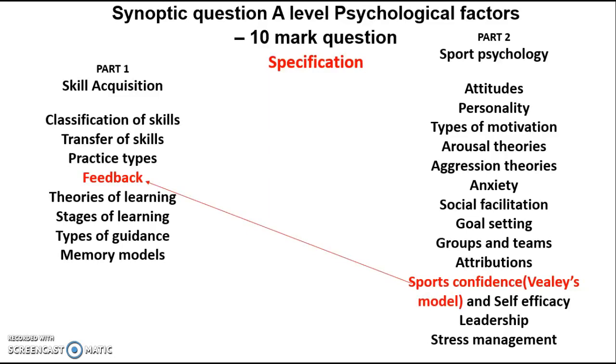So we're going to have a look at potential synoptic questions linking skill acquisition and sports psychology areas of the specification. If I just ask you now very quickly, have a look and think: the parts would have to be split up into things from skill acquisition, which is all your stuff here, and then sports psychology, all your stuff here.